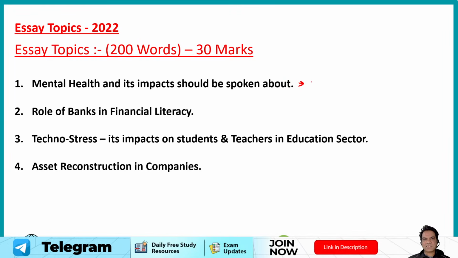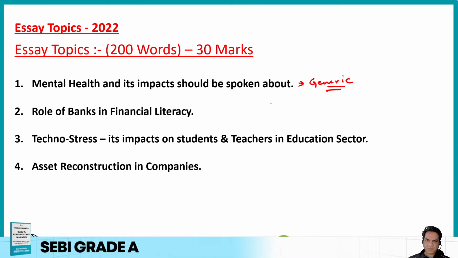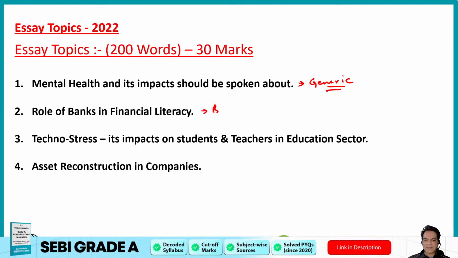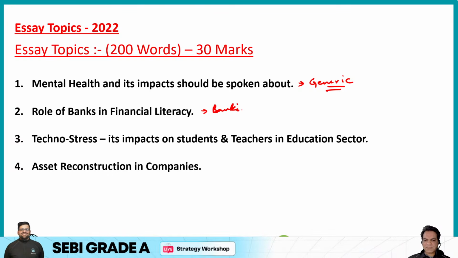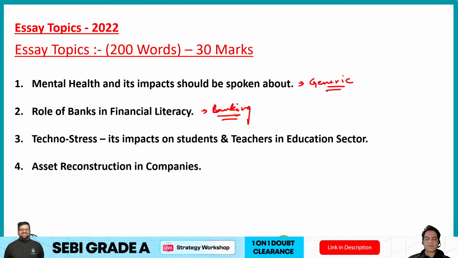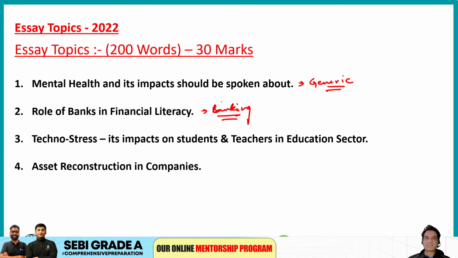Now guys, this is a generic topic. You do not need any specific data points for this. This topic can be executed without any data points. But look at the second topic, role of banks in financial literacy. This is definitely related to banking and economy, right? This essay must be presented with data points and statistics. What are the roles of banks in financial literacy? What can be better understood from it?